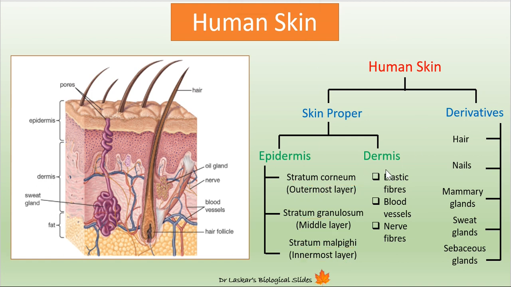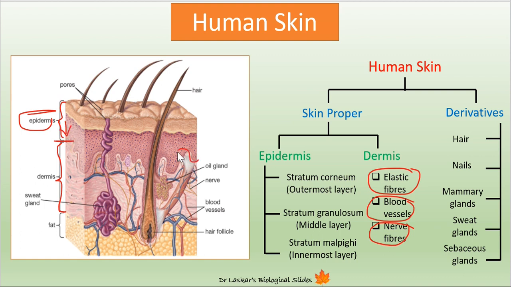Now if we move to the dermis part, as I already mentioned, the dermis is the inner thick layer of the skin proper, and here different kinds of structures are present, like elastic fibers, blood vessels, and nerve fibers. Now in this diagram you can see that two main layers are shown. One is the epidermis layer, and the lower portion of the skin proper is the dermis layer. In between, the outer region of the dermis lies next to the epidermis.